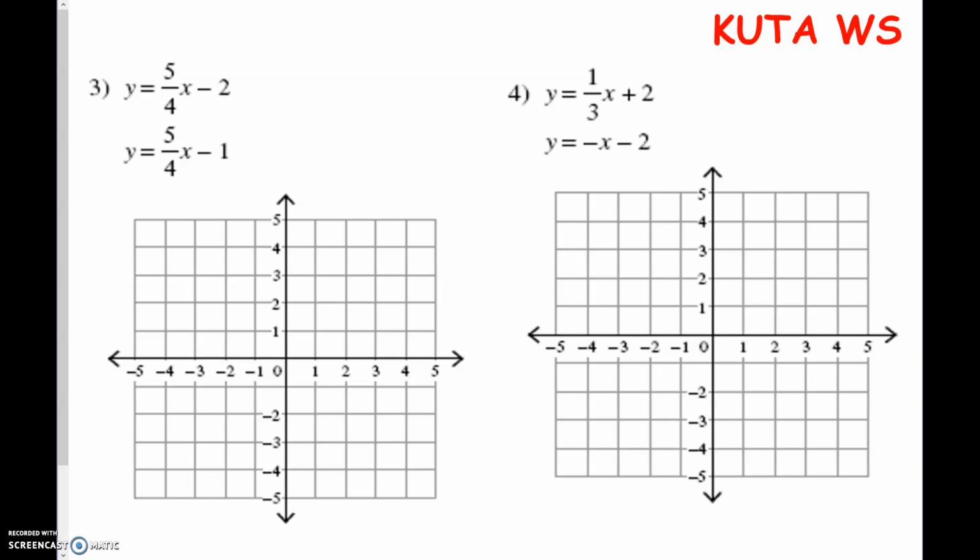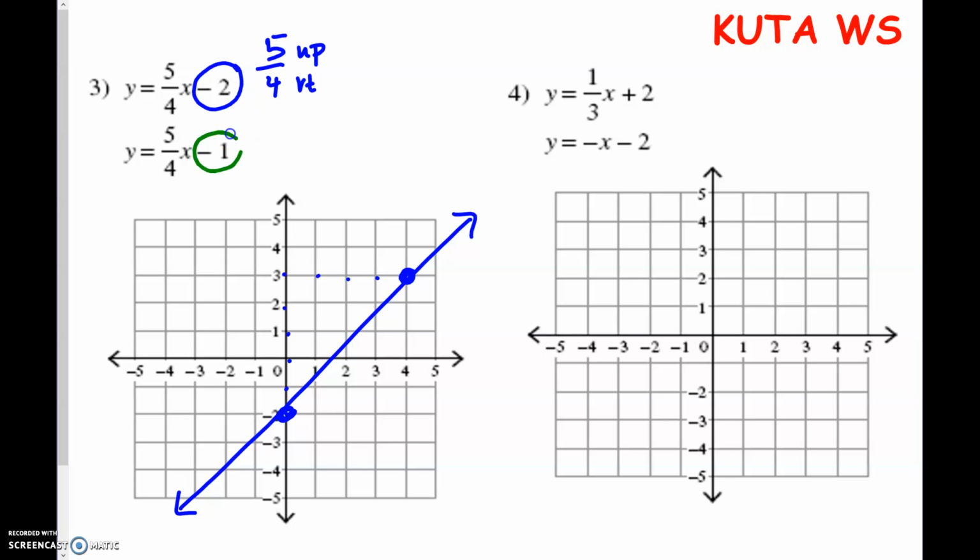All right, number 3. Again, it is in slope-intercept form. My y-intercept is -2 and my slope is 5/4. So I'm going to go up 5, right 4. We'll see if those are enough points to find out where these two lines are going to intersect. In the second one, my y-intercept is -1, and again it's going to be up 5, right 4.